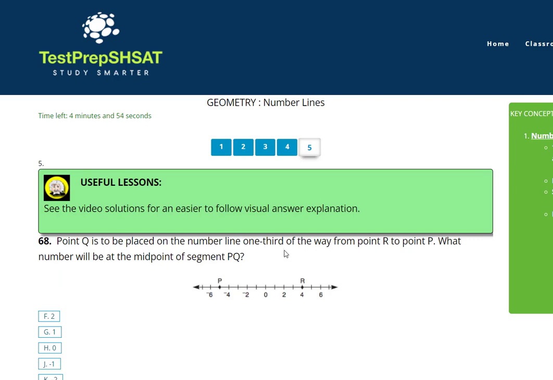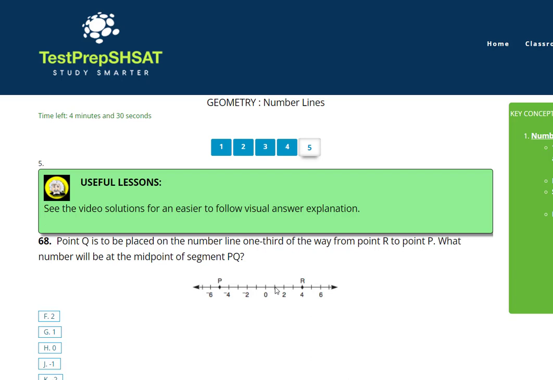Point Q is to be placed on the number line 1/3 of the way from R to P. What number will be at the midpoint of PQ? So let's be careful of that question. So R to P is from -3 to 4. I'm sorry, -5, be careful, to 4. That's a length of 9. 1/3 of 9 is 3. I'm going from R to P, so I go R up 3. That takes me to 1.